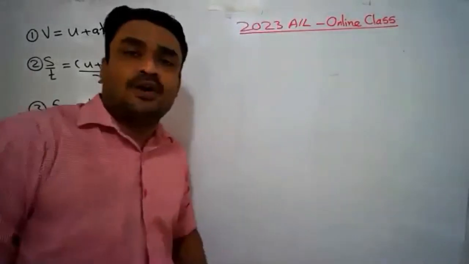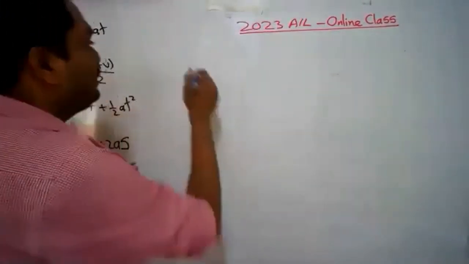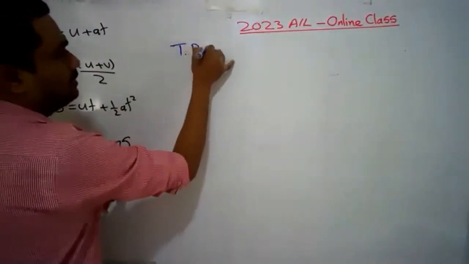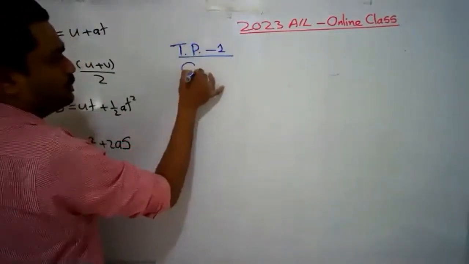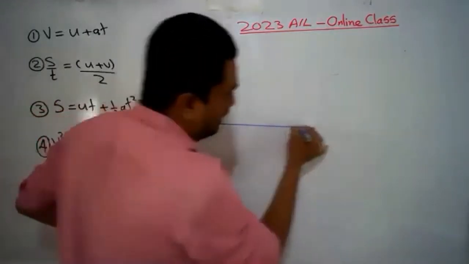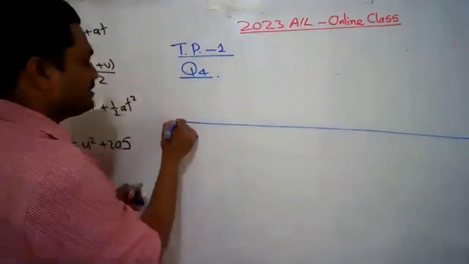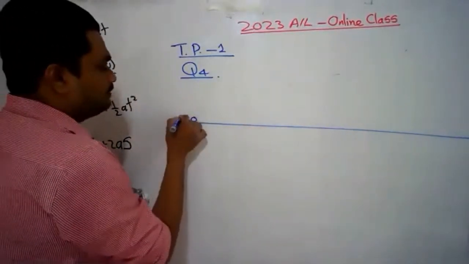Okay, we are going to discuss theory paper 1, question number 4. Theory paper number 1, question number 4. It tells us a vehicle travels along a straight road. The vehicle starts to move at rest.